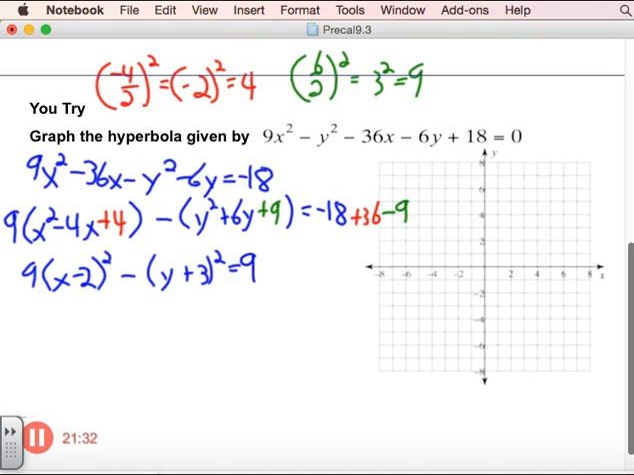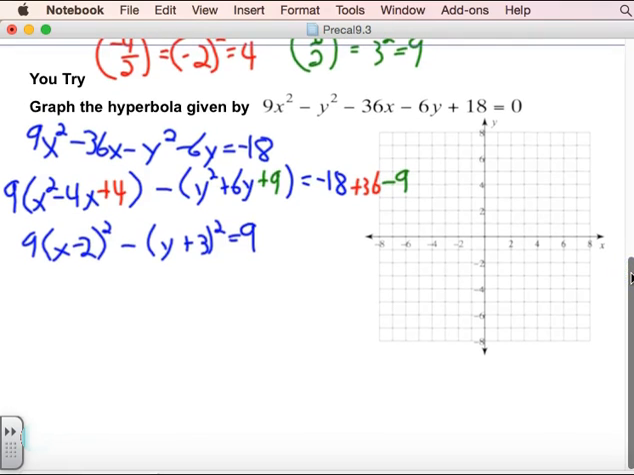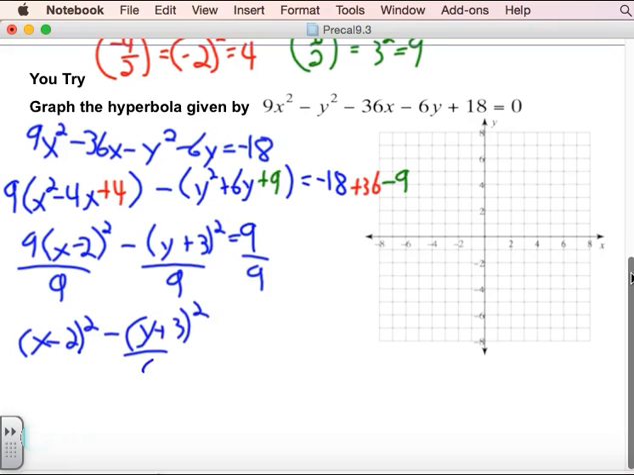All right, now at this point, we can factor on the left, and we get 9 times (x minus 2) squared minus (y plus 3) squared equals, and then we add up 36 minus 9 and minus 18, which gives us positive 9. So now to finish it off, we just need to divide by 9. We divide everything by 9, which gives us (x minus 2) squared minus (y plus 3) squared over 9 equals 1. All right, so that's our standard form.